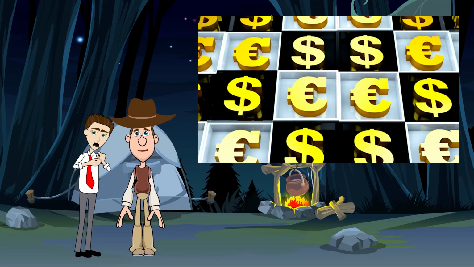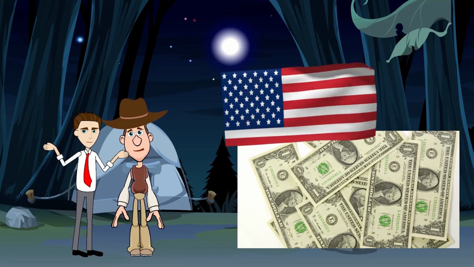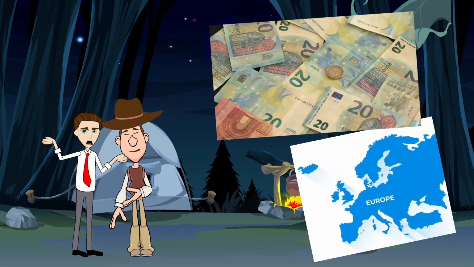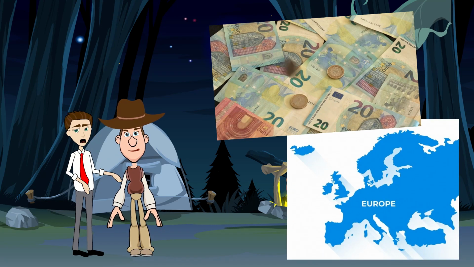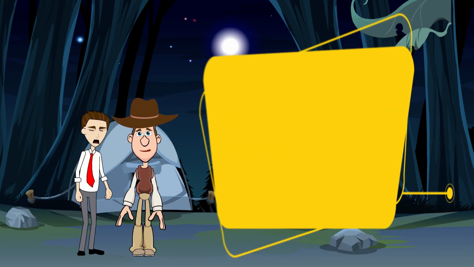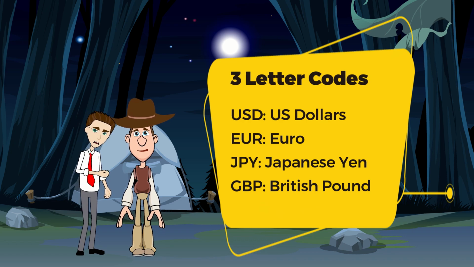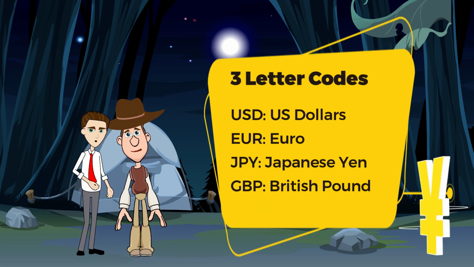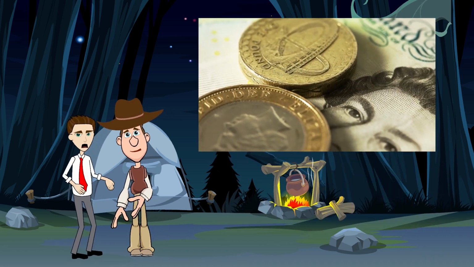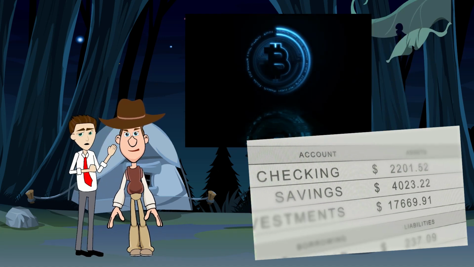A currency is the official money of a specific country or a group of countries. For example, the currency of the United States is a US dollar, and the currency across 20 European countries, including Italy, France, Spain, and Germany, is the euro. Currencies are represented using three-letter codes, like USD for US dollars, EUR for euro, JPY for Japanese yen, etc. Currency includes physical money like coins and banknotes, digital money like in a bank account, as well as cryptocurrencies like Bitcoin.